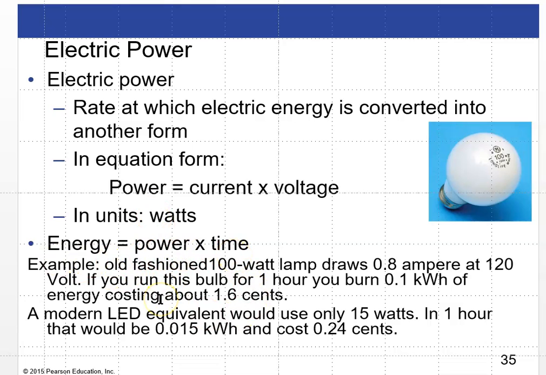So for example, you have an old-fashioned 100-watt light bulb. It draws 0.8 amps at 120 volts. Run this bulb for 1 hour, you'll burn 0.1 kilowatt hours of energy. And in typical places in Michigan, that costs 1.6 cents. A modern LED equivalent will only use 15 watts. In 1 hour it will only cost you 0.24 cents, and it will only burn 0.015 kilowatt hours, which is why, if you can, convert to LEDs.